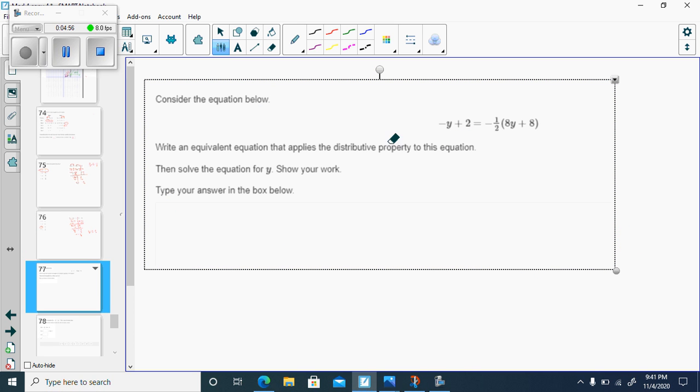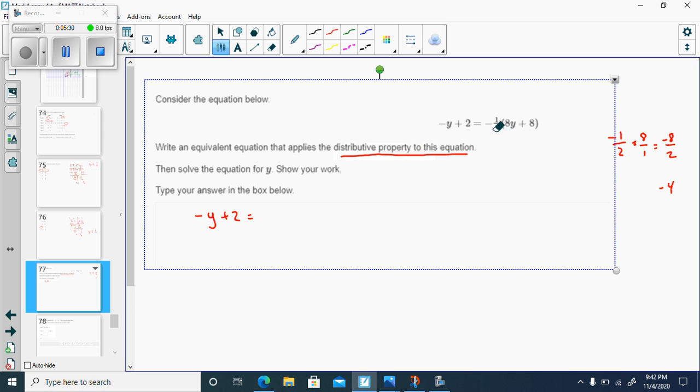Consider the equation below. Negative y plus 2 equals negative 1/2 in parentheses, 8y plus 8. Write an equivalent equation that applies the distributive property. Okay, so let's just apply the distributive property. Negative y plus 2 is equal to negative 1/2 times 8 would give me, let's look and see, negative 1/2 times 8, that's 8 over 1, right? That is negative 8 over 2, okay, which is negative 4.